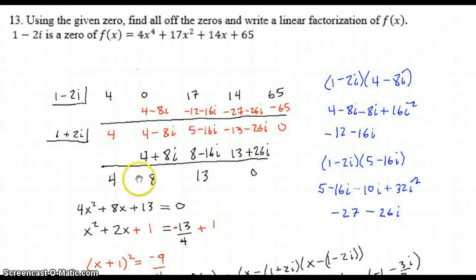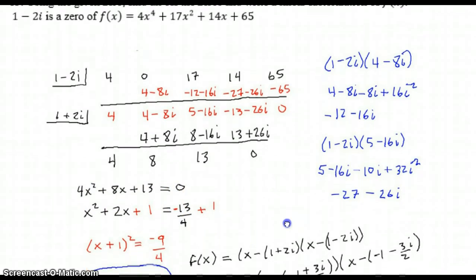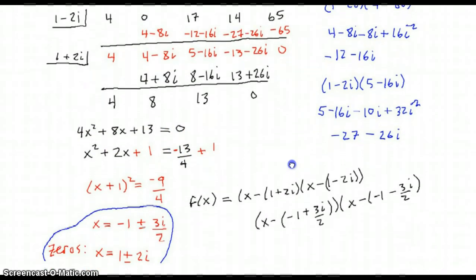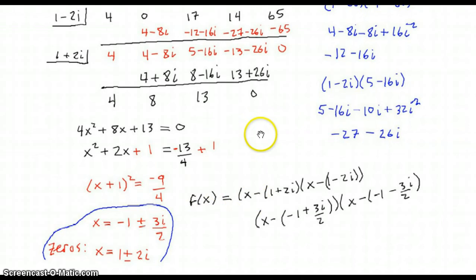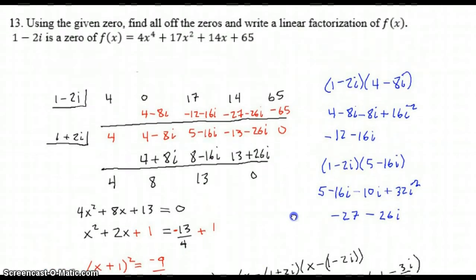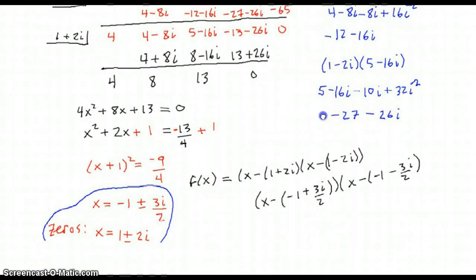I synthetically divided twice with this function, starting with the power of 4, so we whittled it down to a power of 2. And I want to find the remaining zeros, so I just set that quadratic equal to 0, and I completed the square to find the remaining zeros. Now you guys remember, once we have the zeros, we have the factors. So I have the zeros here, so now I have the factors.